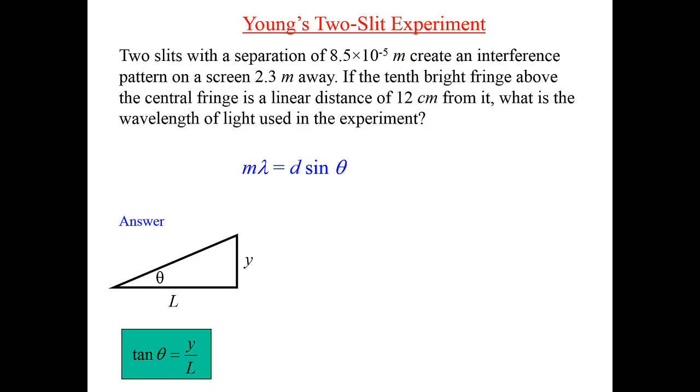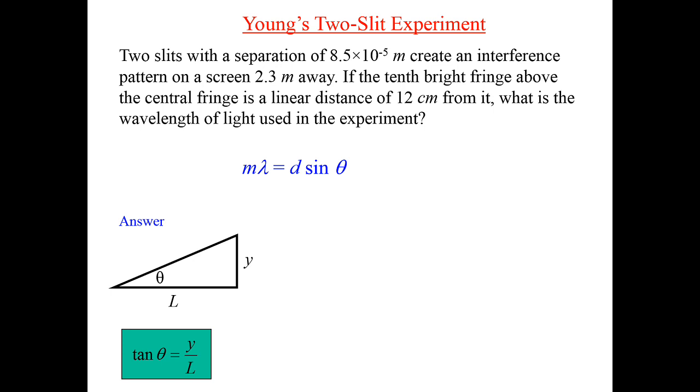Okay, so let's do our example here. We're going to do a two-slit experiment where the distance between the slits is 8.5 times 10 to the minus 5 meters, and the screen is 2.3 meters away. If the 10th bright fringe is 12 centimeters from the central fringe, we want to know the wavelength of light that is used in the experiment.